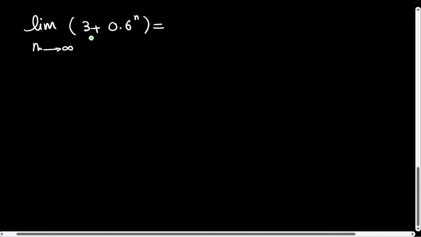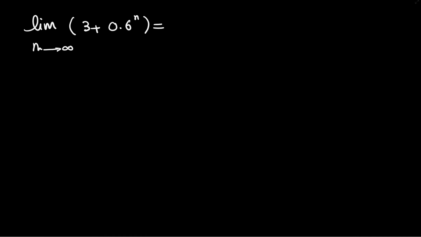Now let's find the limit of this sequence: 3 plus 0.6 to power n when n approaches infinity. When n approaches infinity, we have the limit of 3 plus the limit of 0.6 to power n when n approaches infinity. The limit of 3 is 3. How about the limit of 0.6 to power n when n approaches infinity?